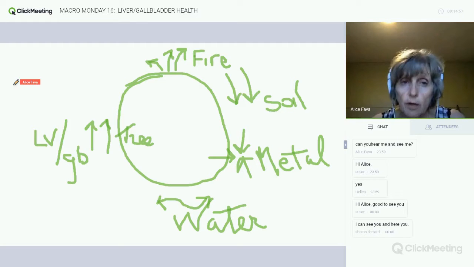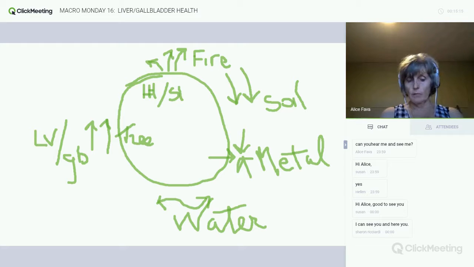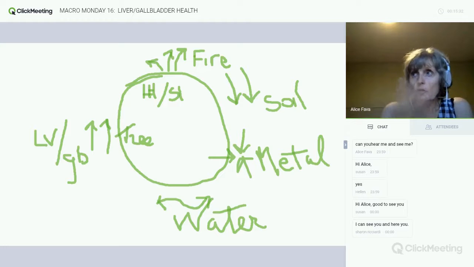Okay, so fire energy. The paired organs that correspond to fire energy are the heart and small intestine. So the heart is in the center of the body, pretty much the center, a little to the left, and so are the small intestines. Both the heart and the small intestines are very active, right? The heart has to beat for your whole life. So fire energy is also a very active type of energy, and the heart and small intestine fall into that category.